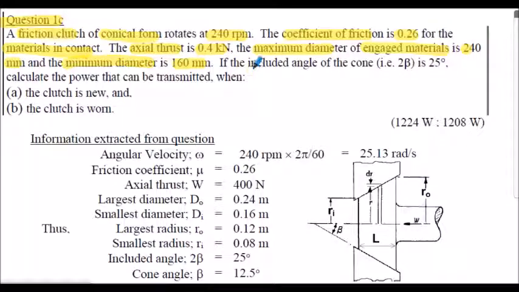If the included angle of the cone, note that's 2 beta, is 25 degrees, we've got to calculate the power that can be transmitted. Firstly, part A, when the clutch is new, so that's constant pressure theory. Secondly, part B, when the clutch is worn, constant wear theory. I will let you review the following solution at your own pace. Just notice that the beta value we use in the following formula is half of the included angle given in the question. So we use 12.5 degrees.